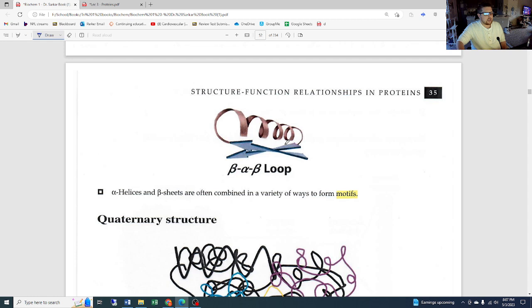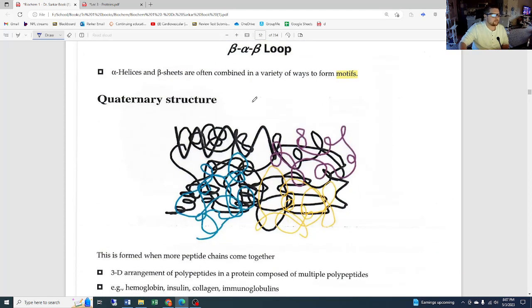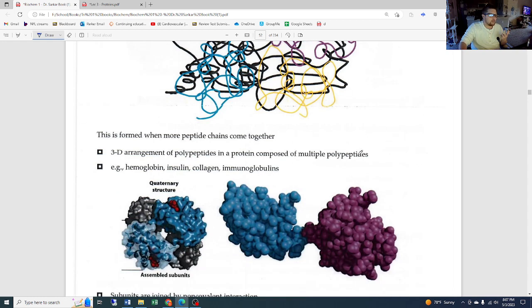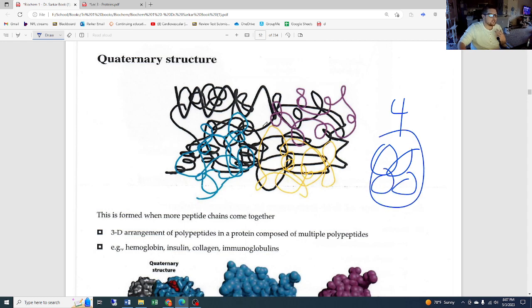In some cases, though, these tertiary proteins will combine with other tertiary proteins to form a quaternary structure. Quaternary structure: each of these different colors, so this blue, the yellow, the purple, and the black, each of these is representing an individual polypeptide chain that is all coming together to form a larger functional protein. So more peptide chains come together to form a bigger protein. This is how hemoglobin gets formed. We actually have four different proteins that all come together to form hemoglobin, and we'll see that in a little bit.